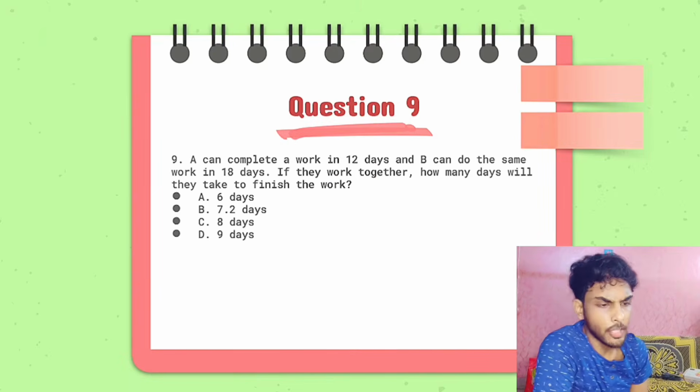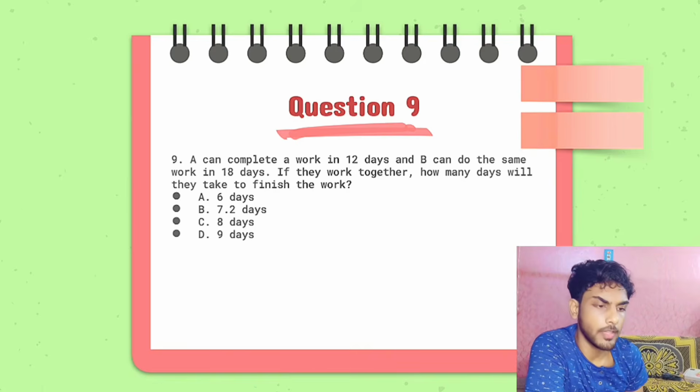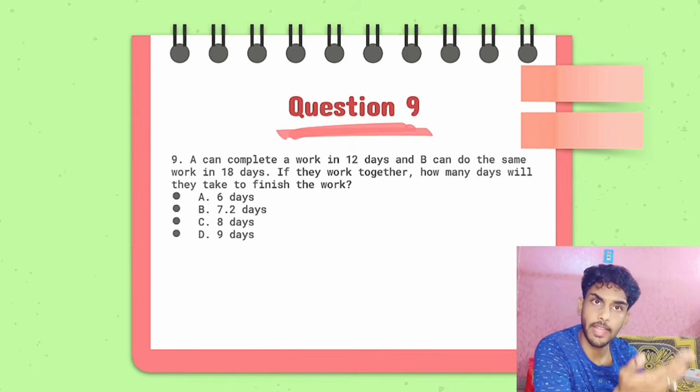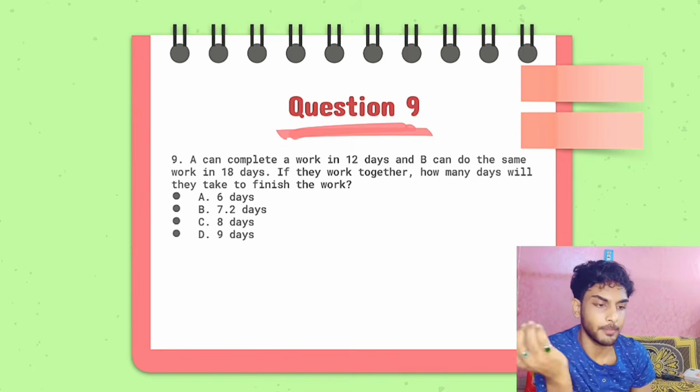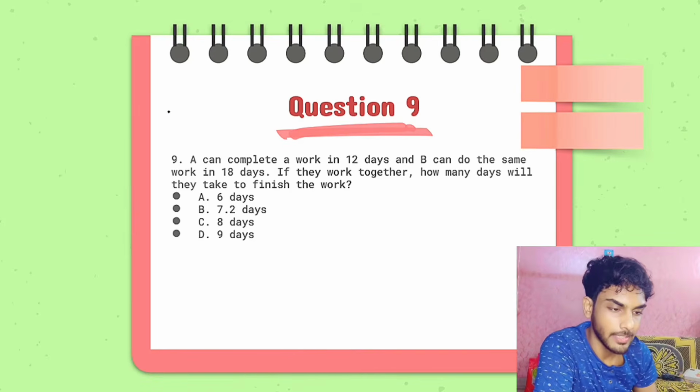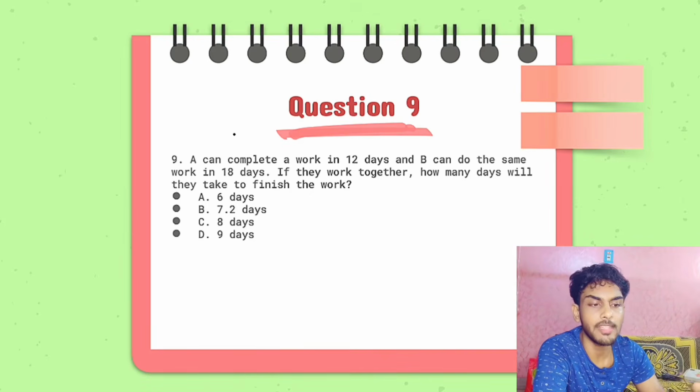So A can complete a work. Okay, time and work question. Time and work is a very important chapter. It's very easy actually if you can do it, and sometimes it might pose a threat to you because you need to practice. Just by seeing it, you'll understand how to do it. You just need this knowledge.